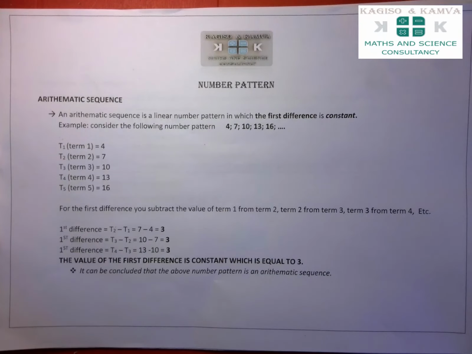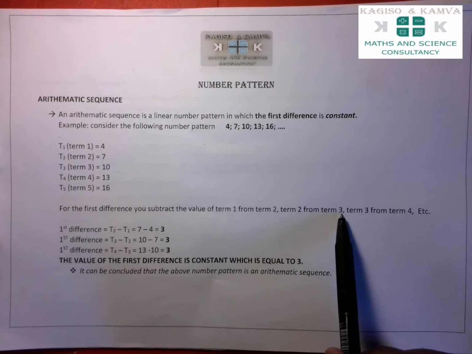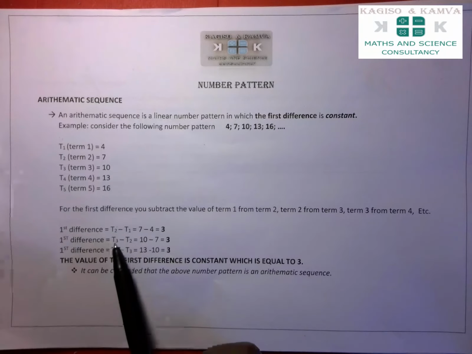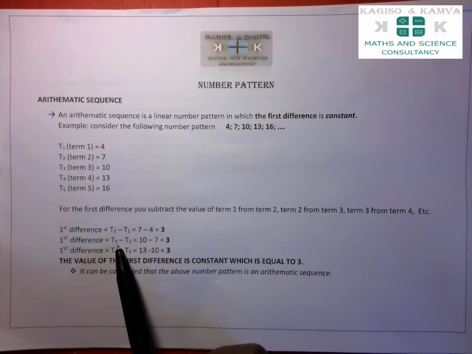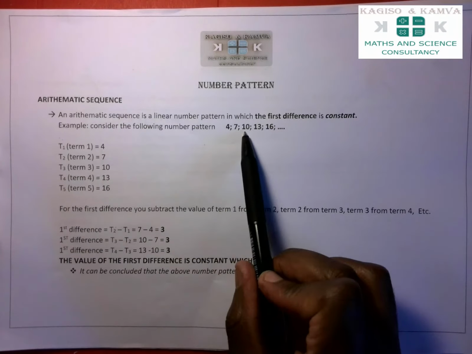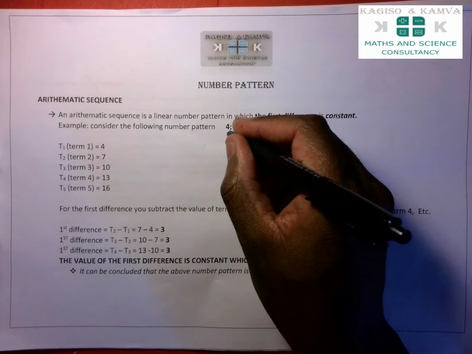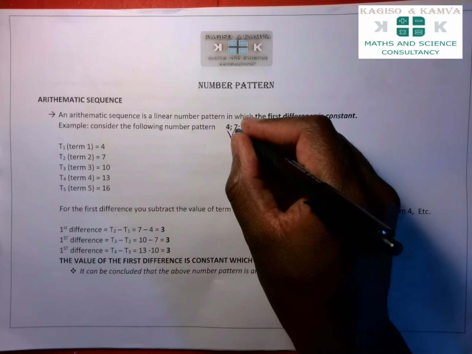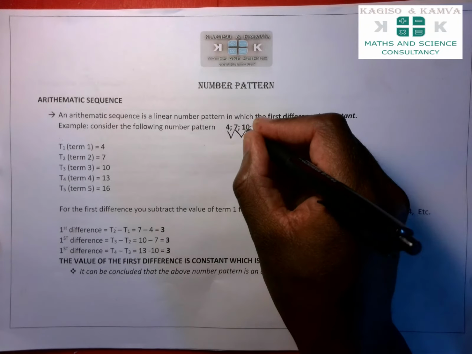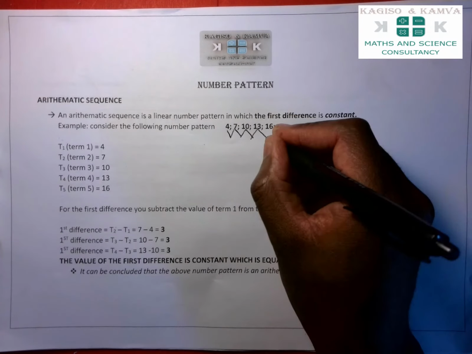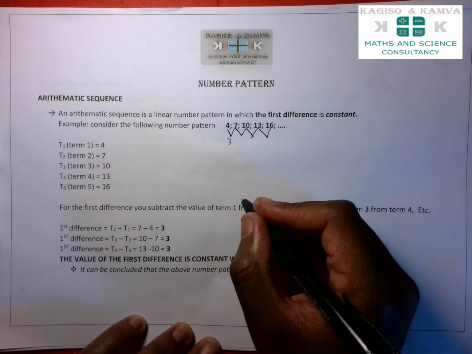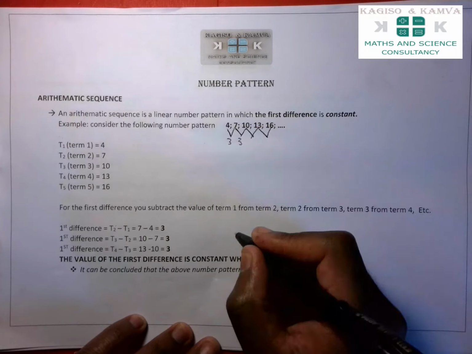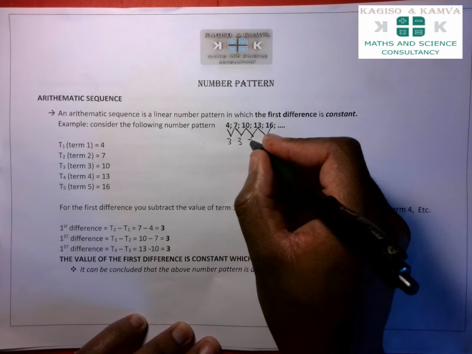Now we want the next first difference, so we subtract term number 2 from term number 3. So T3 minus T2. You do it like this: 7 minus 4, the answer is 3. 10 minus 7, the answer is 3. 13 minus 10, the answer is 3. 16 minus 13, the answer is 3.